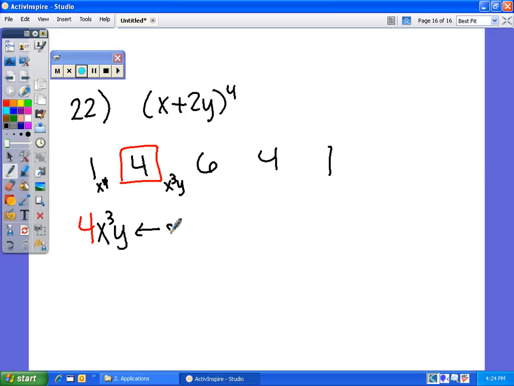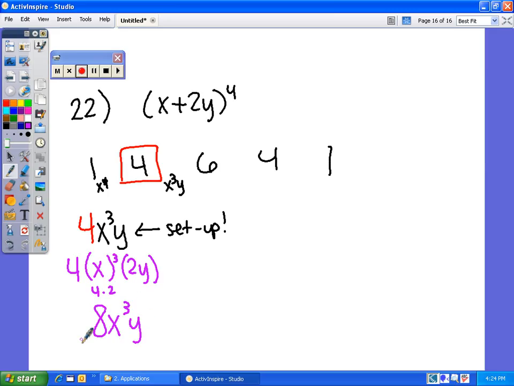So here's my setup. My coefficient's 4. I'm going to replace x with x and replace y with 2y, and it's to the first power. So now I'm just going to do 4 times 2, that's 8. And there's nothing else to multiply out, so it's 8x to the third y.